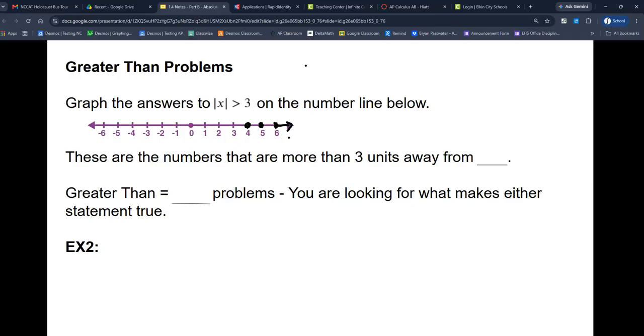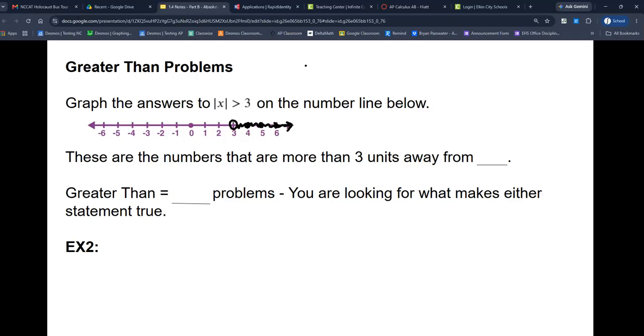Anything bigger than that. What about 3? Does 3 work? No, but I could put an open circle because you can go all the way up to 3, right? So this looks like all these numbers would work, right? Anything bigger than 3, 3.001 would work, right? And then anything bigger than that.